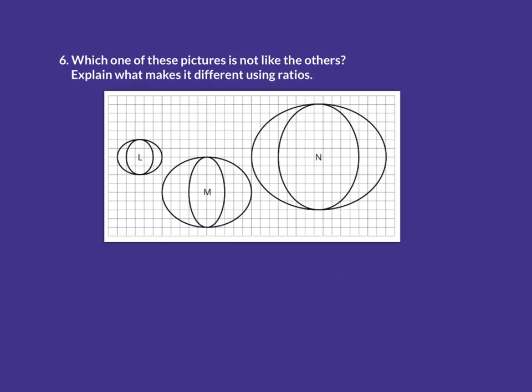And that brings us to our last problem. Which one of these pictures is not like the others? I'm sure by sight you can tell which one it is, but it definitely tells us to use ratios to compare them. So I think we should compare the height to the width of each of these. Or the width to the height, it really doesn't matter. So let's do width to height for each of them. And I've got three shapes. I've got L, M, and N.